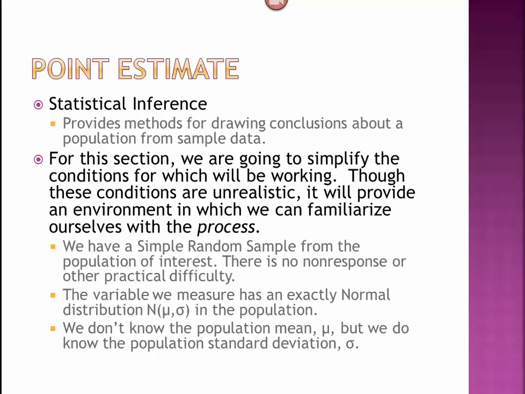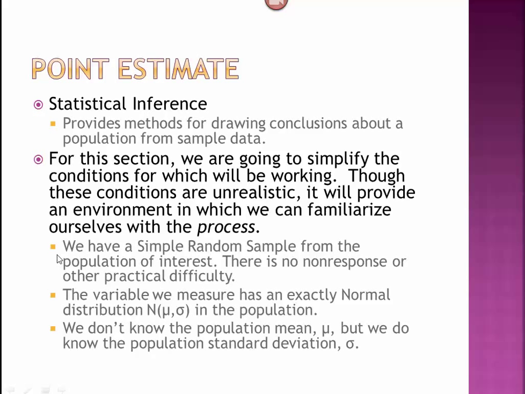Statistical inference is methods from which we can draw conclusions about the larger population based on what we look at from sample data. And in this particular section, we're actually going to narrow down and simplify the processes and the conditions under which we're working. Many of these conditions are unrealistic. However, this will provide us a framework in which we're going to look at the process itself of taking samples from populations. Three big assumptions we're making.